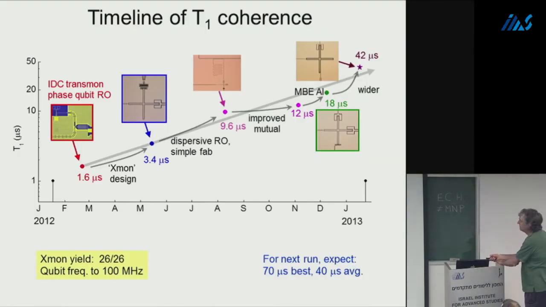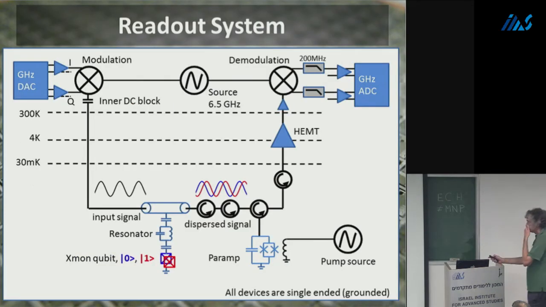So we started this about a year and a half ago, not so great performance. And then we went to the Xmon and got a little bit better and simplified our materials and got near 10. And then did various things with molecular beam epitaxy aluminum. And just really figuring out what's going on, we got up to about 40 microseconds for our best device. We expect we can do better, and we're working on that right now. And for this whole year, our yield was 26 per 26 devices, and we can hit our qubit frequency to 100 megahertz. So we think we can scale this up. It really looks like we know how to make these devices. Of course, we've been doing this for many years.